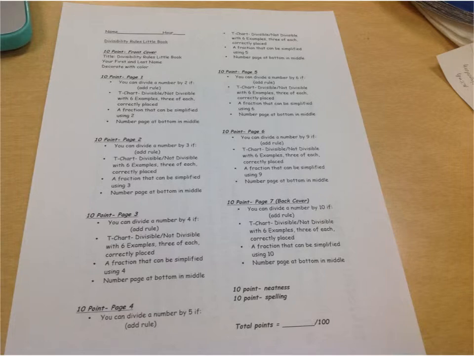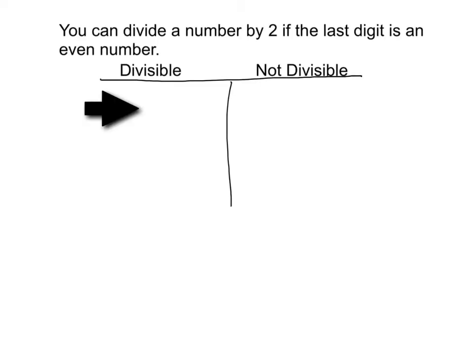So the rubric is on the other side of the paper, and you can see that on the cover you have to title it with the title and then your first and last name and decorate it with color. Then we also have page 1, which is all about 2. So now I'm going to go to the next slide and show you exactly how to do the first page. Okay, so let's pretend that this is the first page of your little book after the cover. And the first thing you do is write the rule at the top.